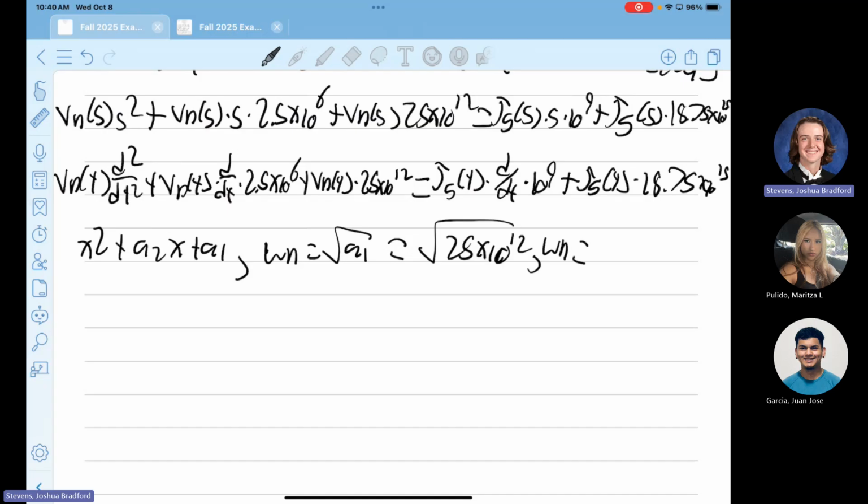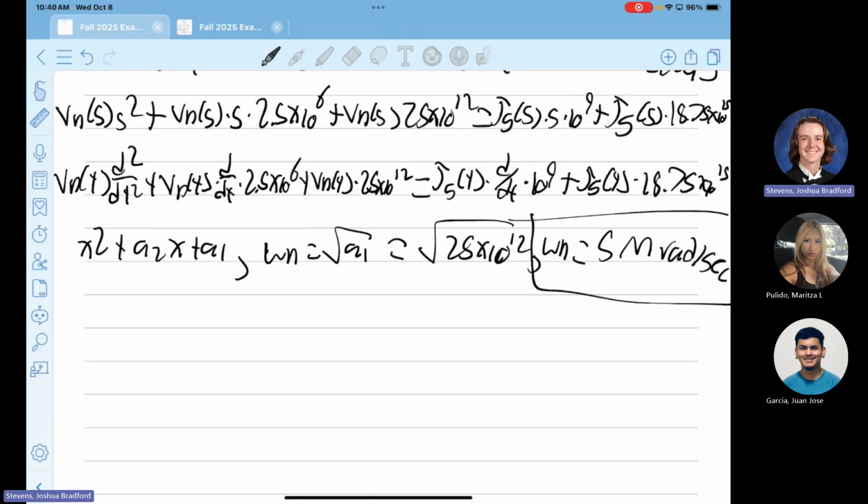What is omega n in units? As in, what is our undamped natural frequency? What are its units? Now, the numerical value is just 5, and this is going to be mega radians per second. What is mega? Okay. We're halfway done.